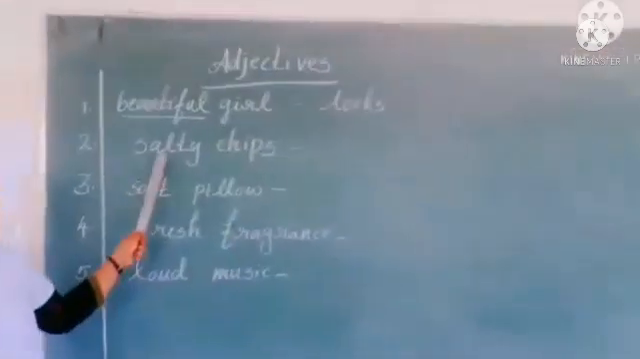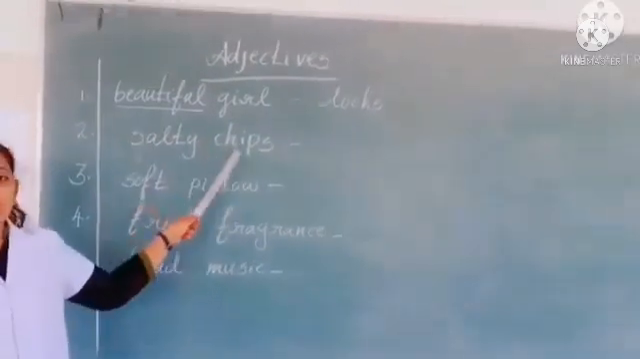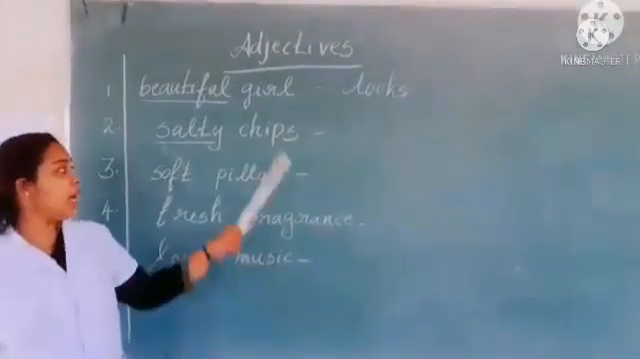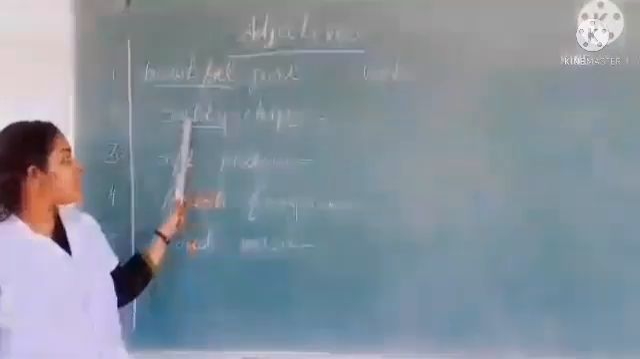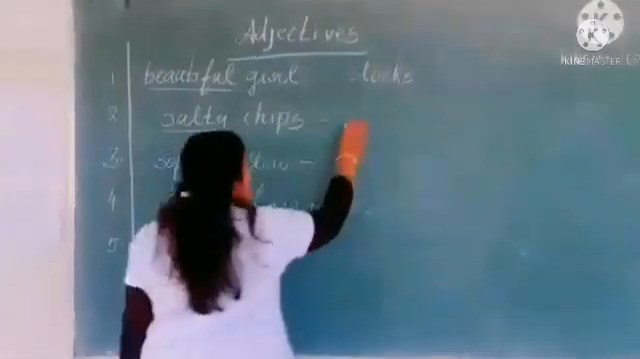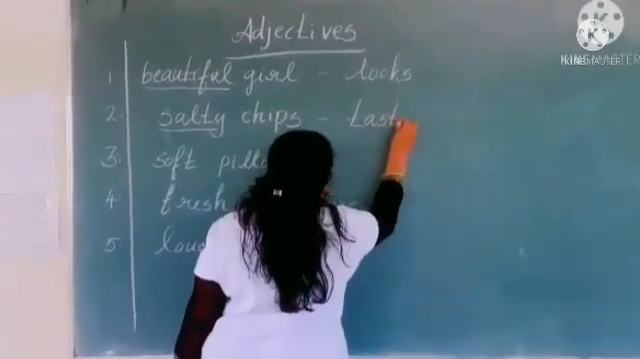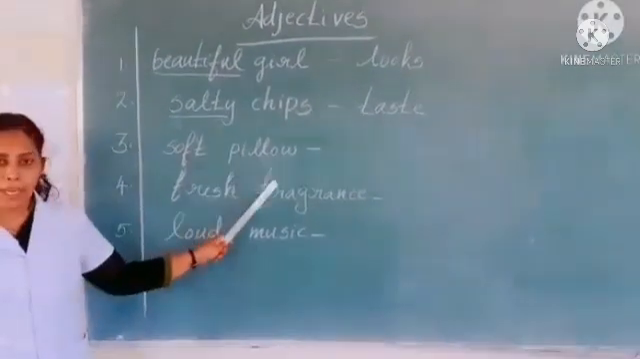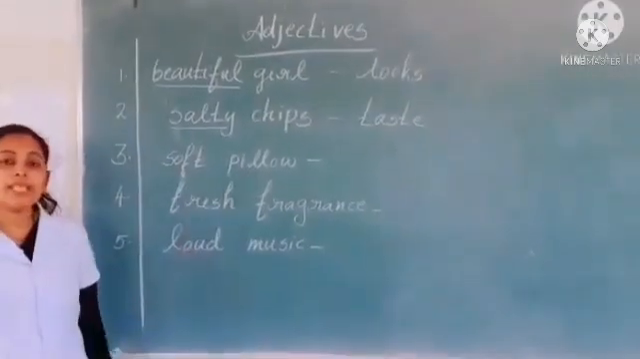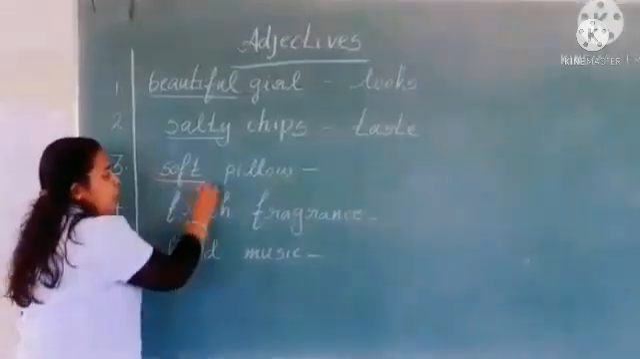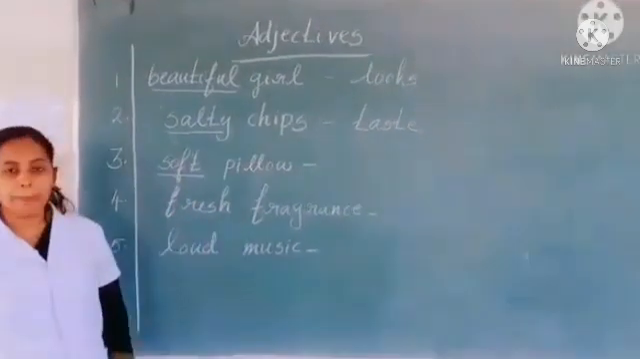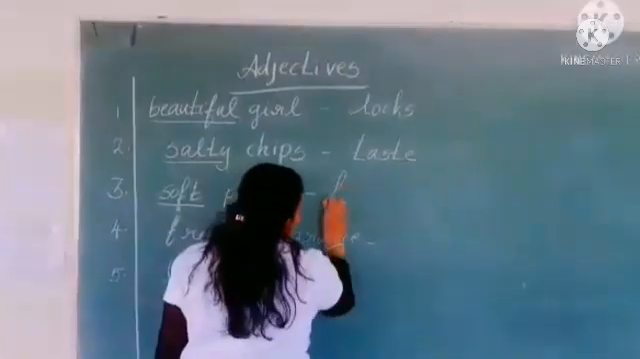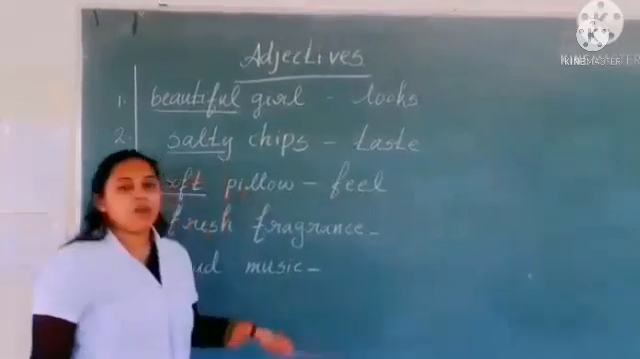And the second one, salty chips. Here which is adjective? Yes, salty. Salty describes the taste of the chips. So salty is the adjective here. Third one, soft pillow. Which is adjective here? Yes, soft. Soft describes the feel of the pillow.